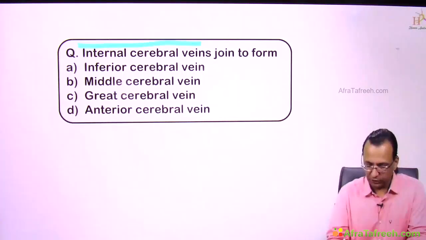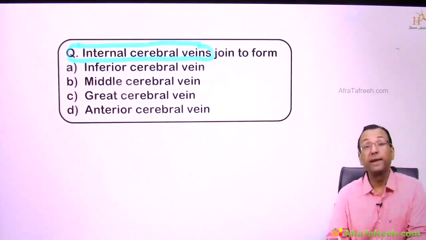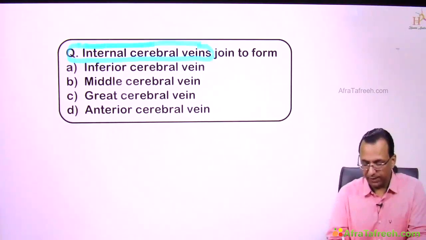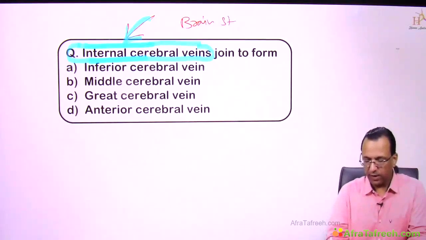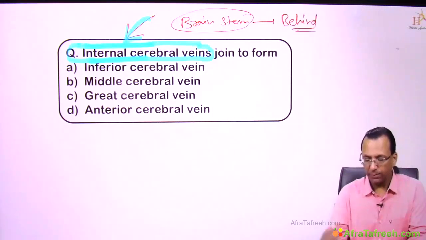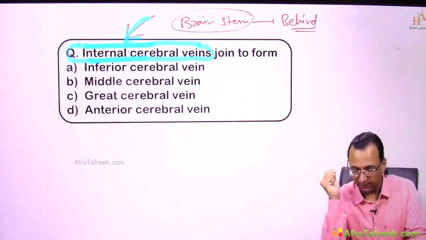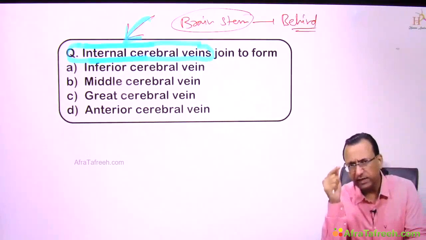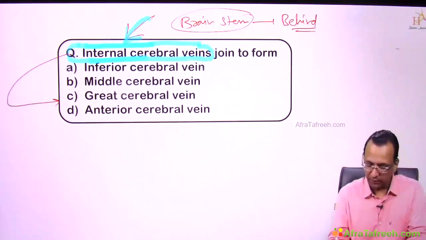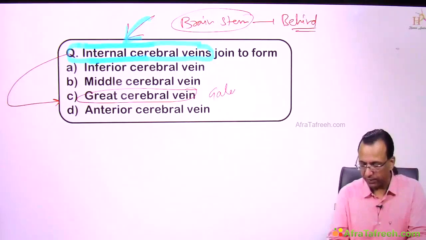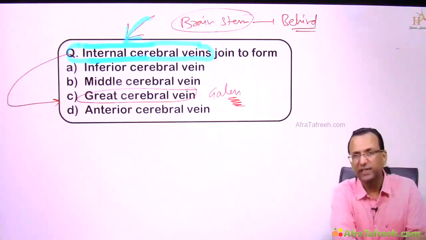Internal cerebral veins drain the brain. Yes, they are around the brainstem. They are going around the brainstem and then go behind the brainstem. So when they are going behind the brainstem, I think they unite and form the great cerebral vein of Galen. That is your answer. Let us see the diagrams now.